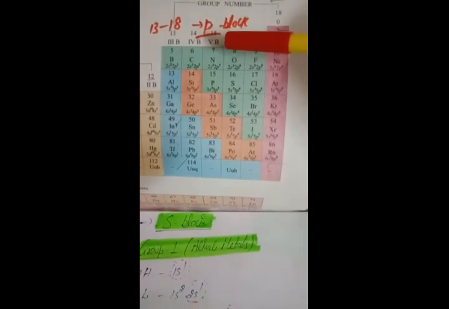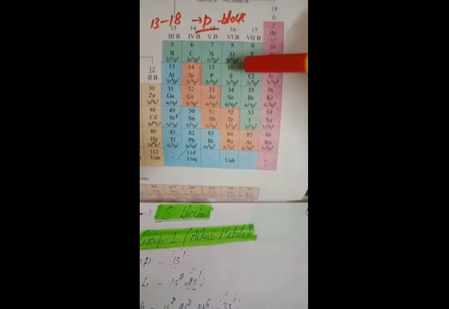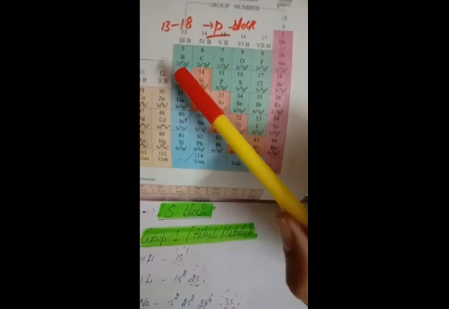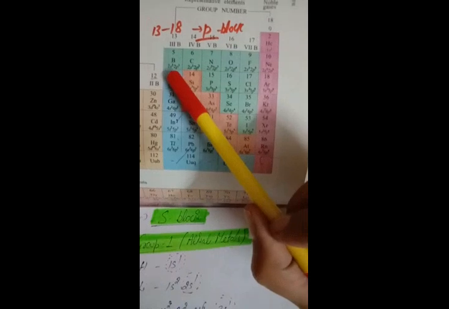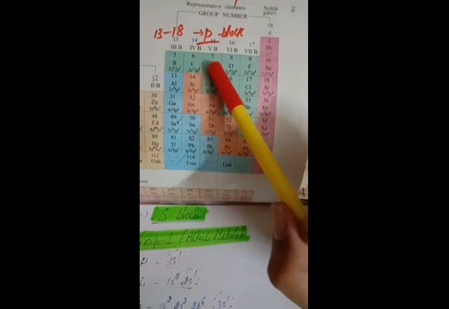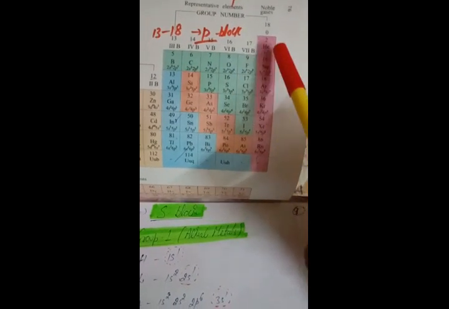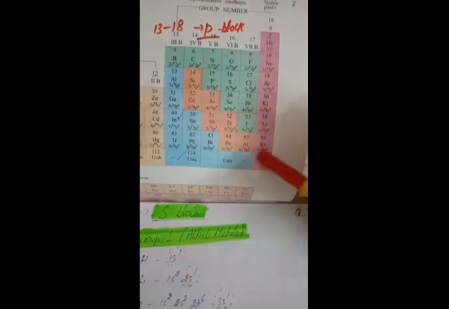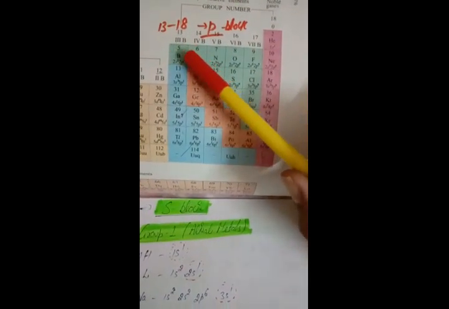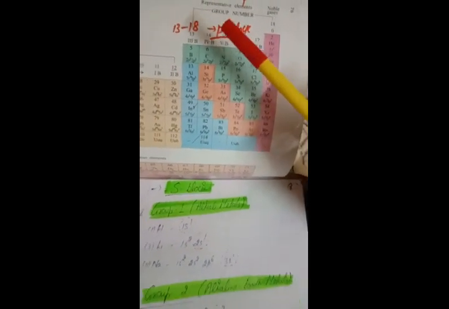And for P block, in P orbital the maximum number of electrons is 6, so that's why P block elements occupy 6 groups. You can see here 1, 2, 3, 4, 5 and 6. So there are a total of 6 groups of the periodic table which belong to P block.